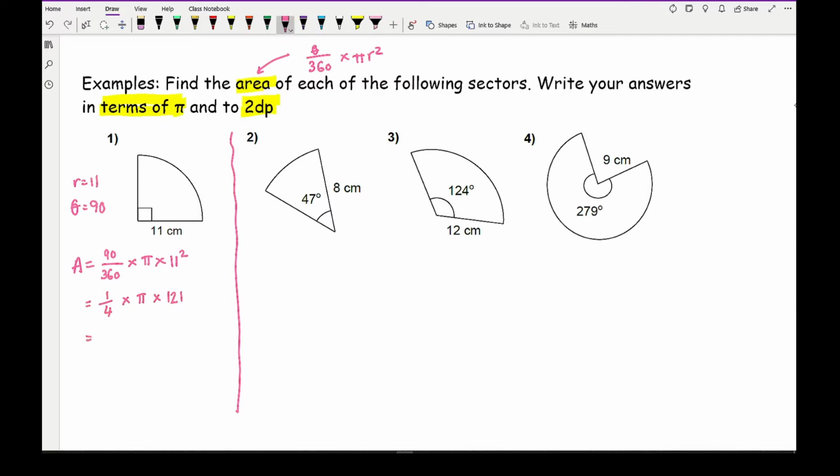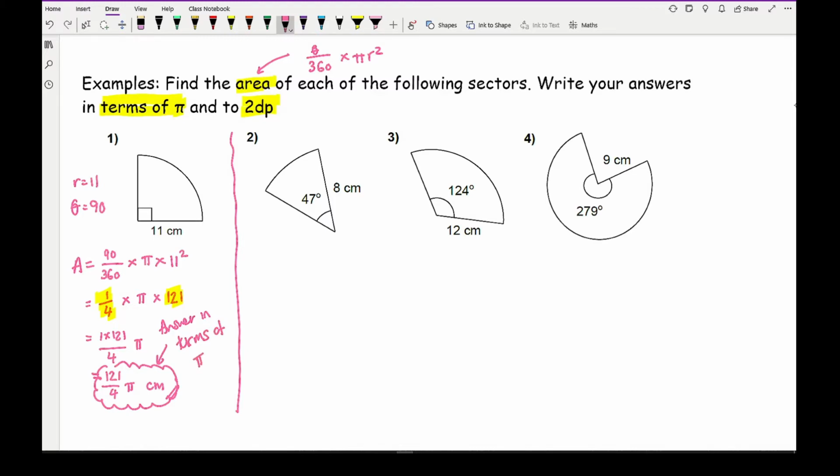Now if this was on a non-calculator paper, then all I'm going to do here is join my 2 numerical values. So I'm going to combine these 2 things here. I'm going to do 1 times 121 over 4 pi, which gives me an answer of 121 over 4 pi. And there is my answer, centimetres. Don't forget the units. So this here is my answer in terms of pi.